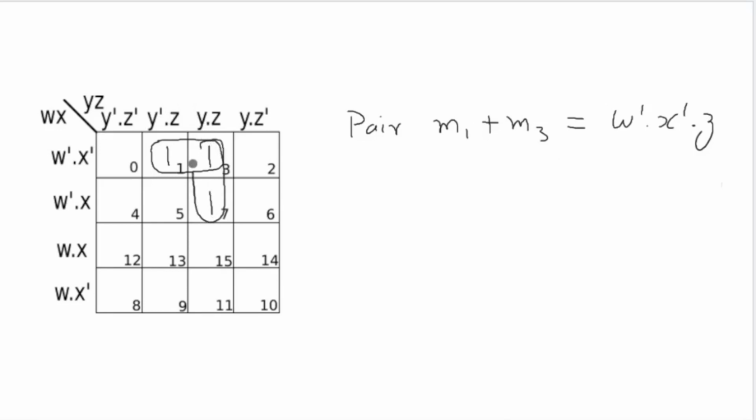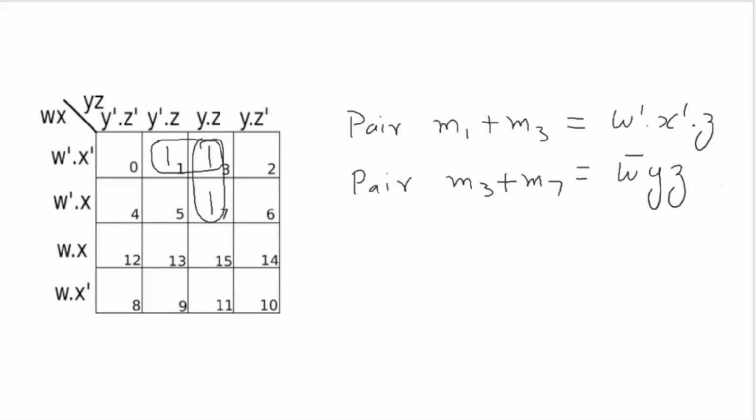We'll form this pair, and this pair will be referred to as pair m3 plus m7, and in order to reduce it, we'll see what is changing state. So Y dot Z is common to both. That's not going to change, that will remain there. But if we see over here, X complement is changing into X, so X will be dropped. W complement YZ will be the reduced expression for this. So W complement YZ is the reduced expression.